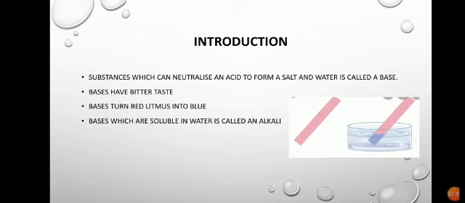sour in taste, okay. Now next, the most important point is that bases turn red litmus into blue. In the case of an acid, what have we learned? We have learned that acid turns blue litmus into red. Here just the opposite thing happens. Here you can see in the diagram, if you take a red litmus paper and dip it into a solution of a base, immediately you will find that it turns blue, okay.